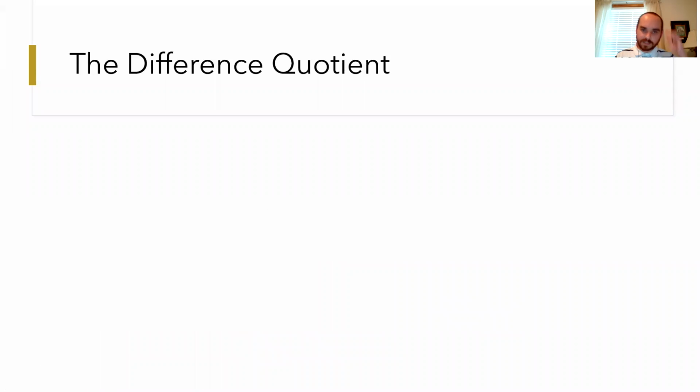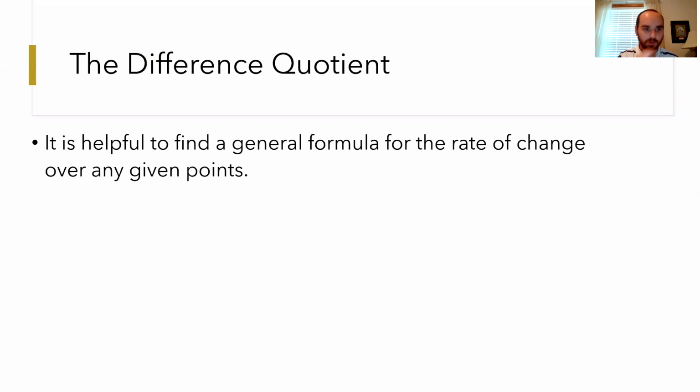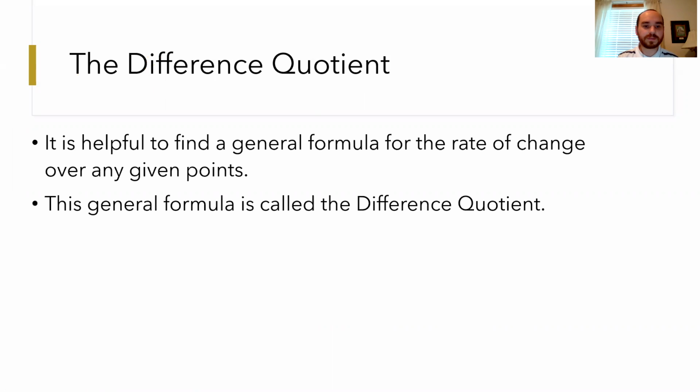Okay, so the last thing we're going to talk about, and you're actually going to have a second video on this, it's going to go into a lot more detail. This is probably the most difficult thing in this first section of units, and this is the difference quotient. So it is helpful in general in math, but especially in this case, to find general formulas for things. So in this case, we're looking for a general formula for the rate of change over any given points in a function. This general formula we call the difference quotient.